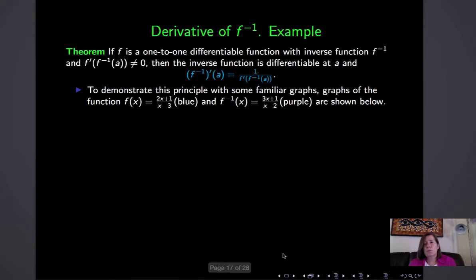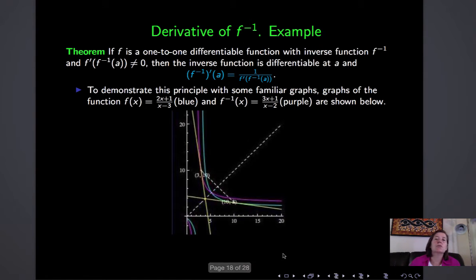Let's look at our two familiar graphs. The graph of f of x equals 2x plus 1 over x minus 3 shown in blue, and its inverse shown in purple here. And recall before we said the point (10, 3) was on the graph y equals f of x, and therefore its reflected image (3, 10) is on the purple graph, the graph of y equals f inverse of x. If I want to calculate f inverse prime of 3, it's going to be the slope of this tangent here to the graph y equals f inverse at the point (3, 10).